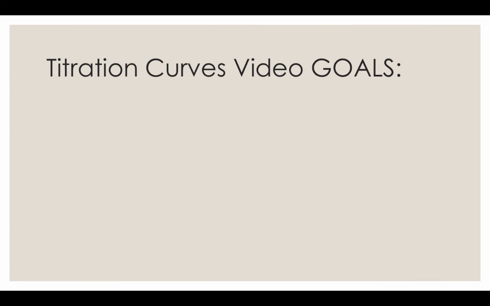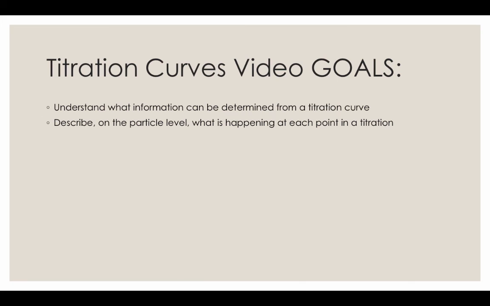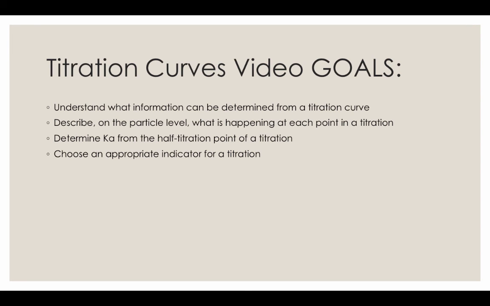That brings us to the end of this video. Let's review our goals. First, we looked at what information can be determined from a titration curve. Then we learned to describe on the particle level what is happening at each point in a titration. Then we looked at how to determine the Ka from a half titration point. And finally, we looked at how to choose the appropriate indicator for a titration.